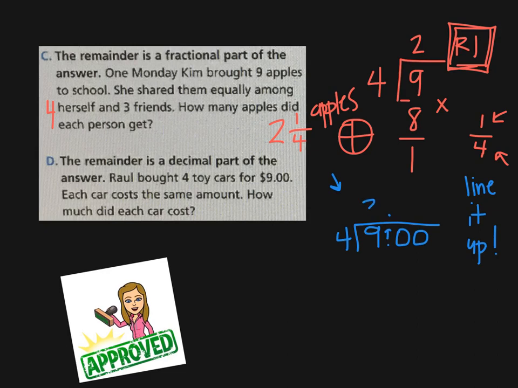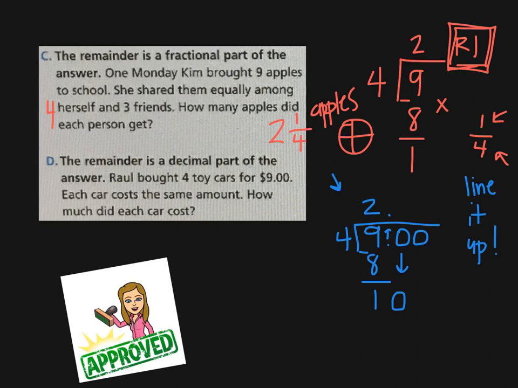Yes, 2 times. 4 times 2 is 8. Subtract. 9 minus 8 is 1. Bring down. Instead of before, when I didn't have any, because I did $9, I have some zeros to work with now. Decimal point is going to stay where it's at. So this is $2 so far.